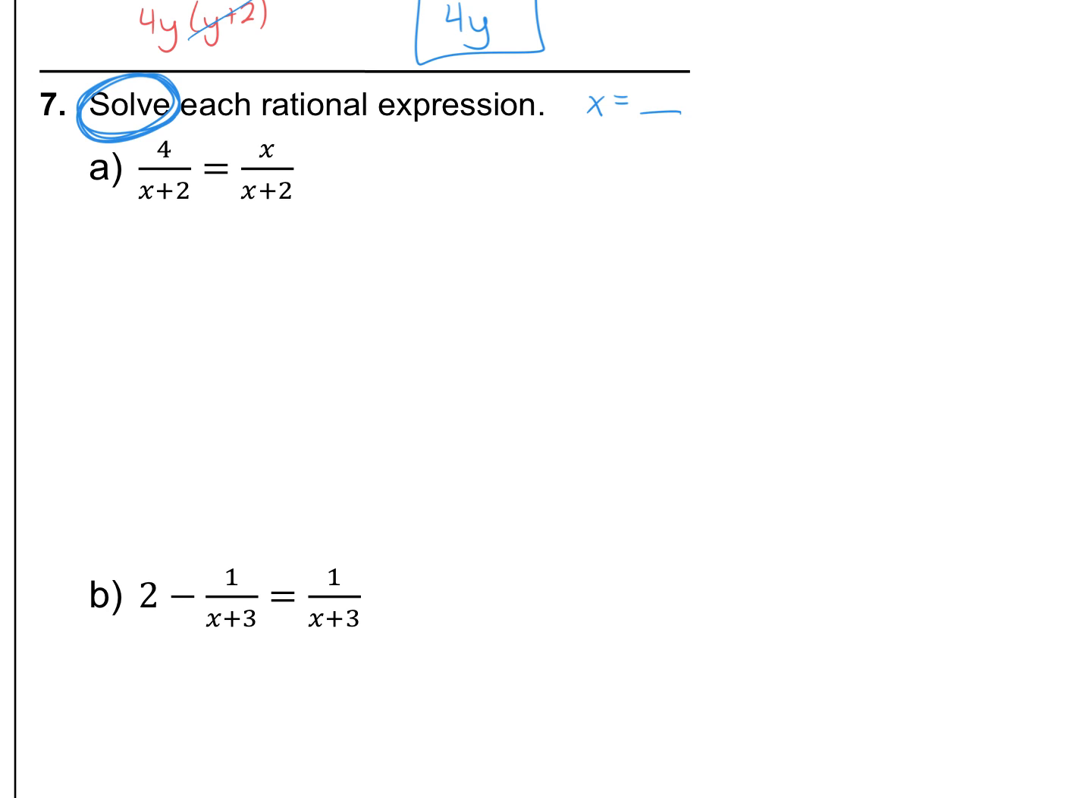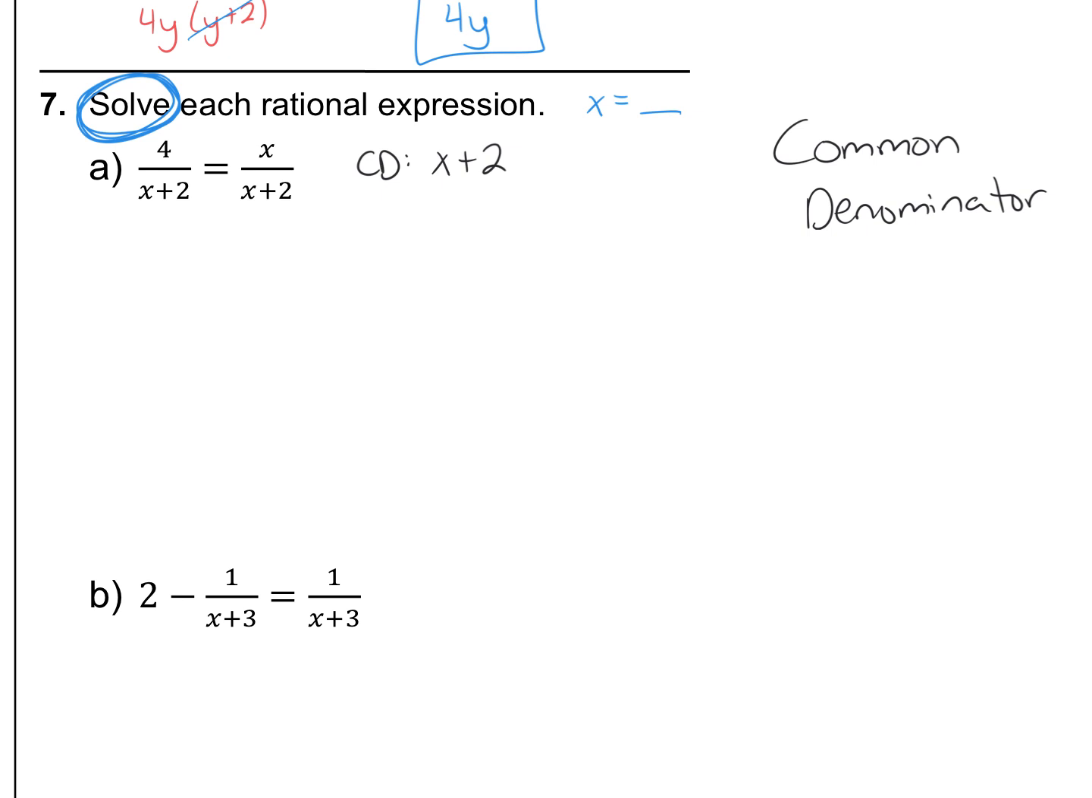Common denominator. Yep, write that down. Common denominator. Because remember, do we like fractions? No, so our goal is to get rid of them so that we can solve. Okay, so common denominator. Do I have a common denominator on A? Yeah. What is it? X plus 2. Everyone agree with x plus 2? Okay. What do I do with that common denominator to get rid of the fractions?